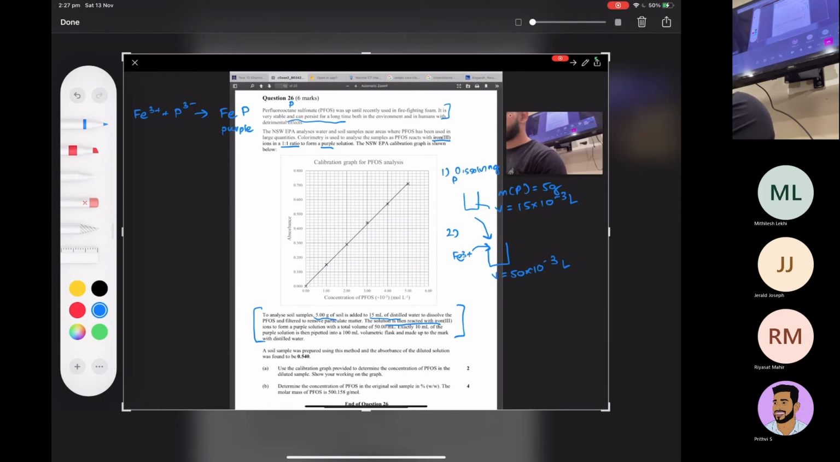Do you all see that? They just said the solution was made up to 50. We don't know if water was added or... Either way, it does not matter. Let's keep going. What happened next? Exactly 10 ml. So from that, we got how much? 10 ml. Everyone agree? So we say volume equals 10 ml.